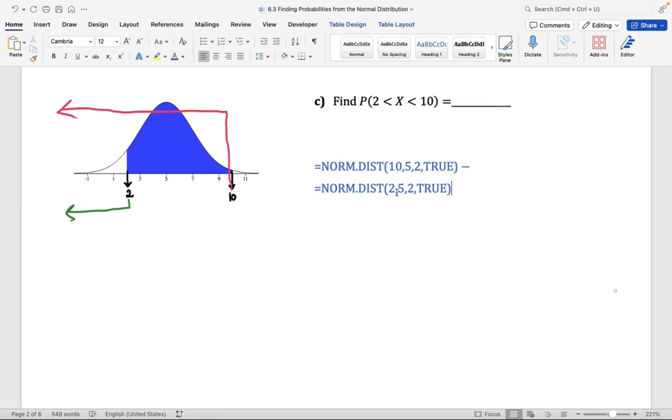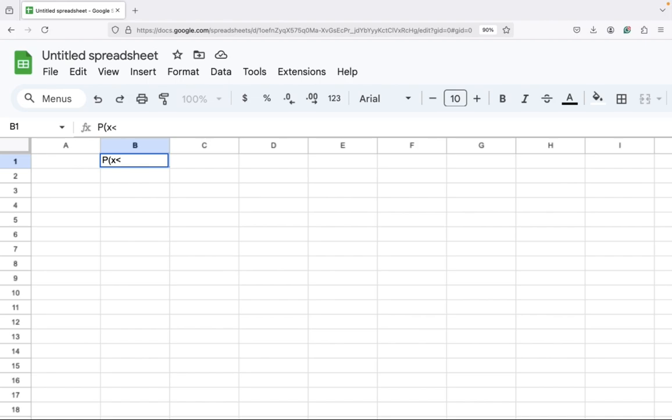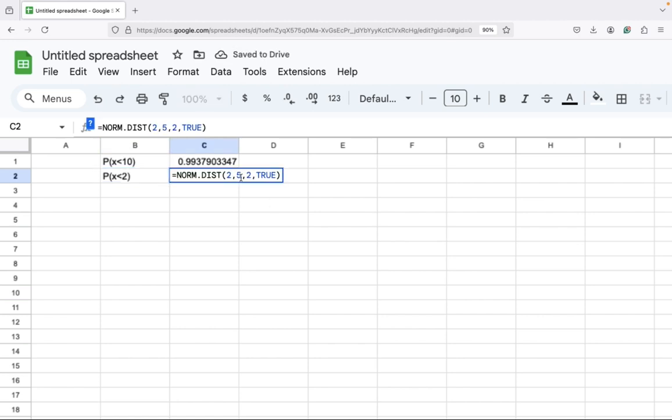Okay, we're going to need 2 different lines for this. Let's go ahead and do it on Google Sheet. Let me go ahead and type in the probability of x being below 10 or less than 10. That way I know that I'm about to calculate the area below 10. Go ahead and type in the function and click enter. That is the area below 10. Now we're going to find the area below 2. Go ahead and type in the function to find the area below 2. Again, this is happening on an empty cell. Here I have the function. I'm going to click enter.